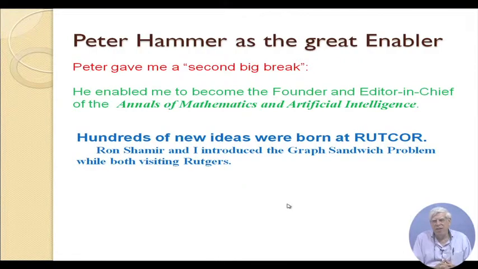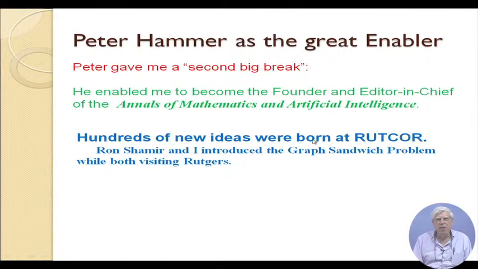He also gave me a second break about 7 years later, when he had the idea that there should be a journal that mixed mathematics and artificial intelligence. There was no good outlet for papers in there. And so he suggested we found a journal like this and that I be the head of it. And that's what happened, and it's been going on for 25 years.